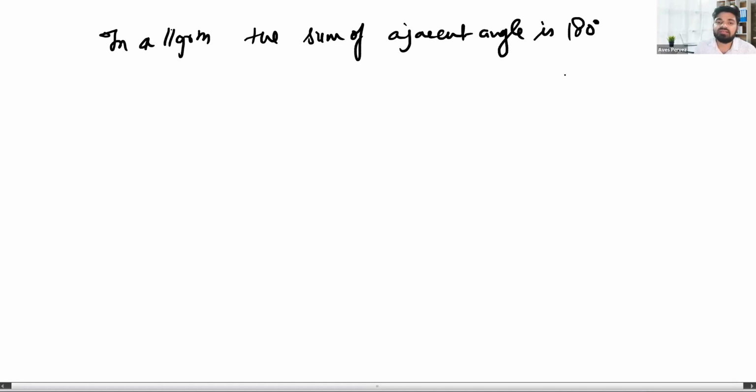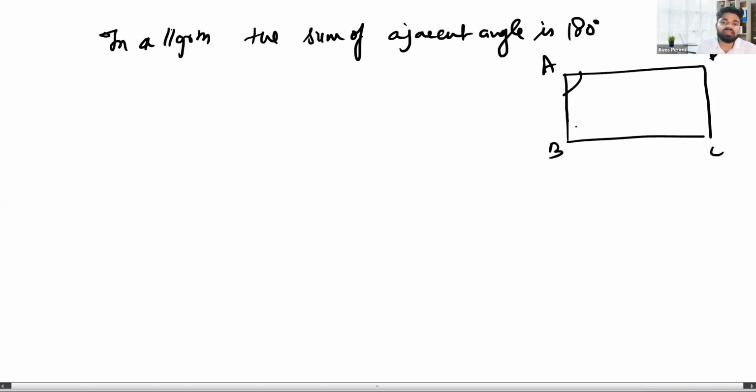Adjacent angles are the angles that are side by side. Opposite angles are equal, this one and this one. But the sum of adjacent angles: if I have A, B, C, D, then this angle and this angle are adjacent. Got it? Yeah, got it. So these are two adjacent angles. Alvin, are you getting it? Yes, sir.